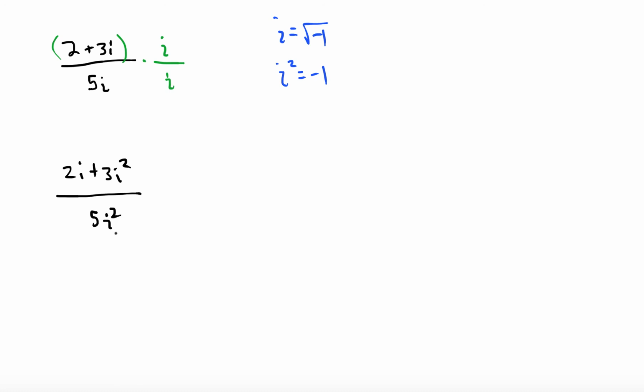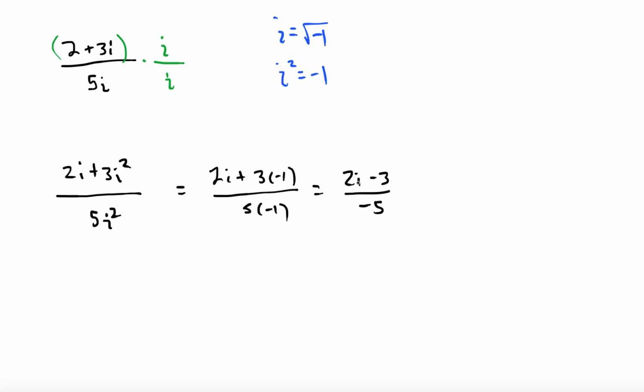Okay. Now this is good though, right? Because remember, i squared is equal to -1. So what can we do in this case? Right, we'll get 2i plus 3 times -1 over 5 times -1. Okay, so we get 2i minus 3 all over -5.